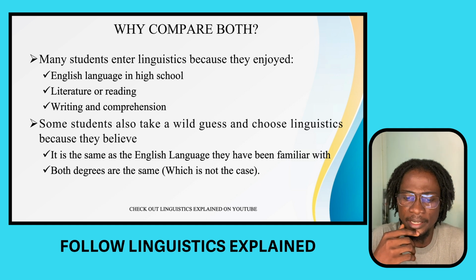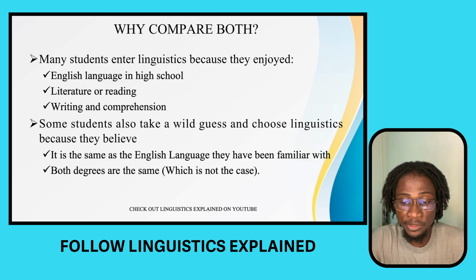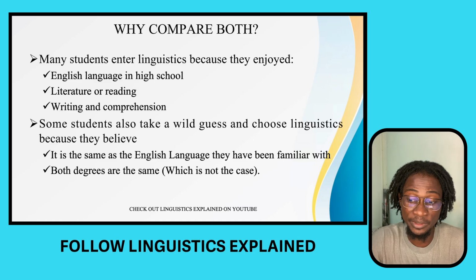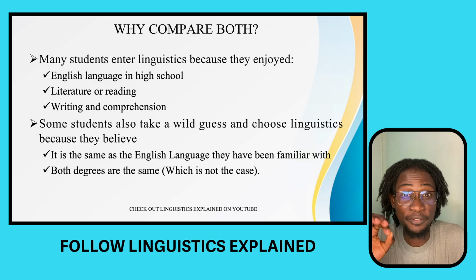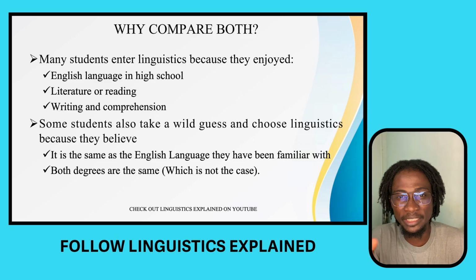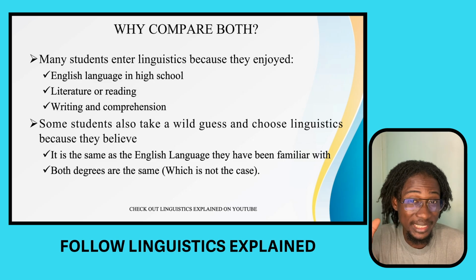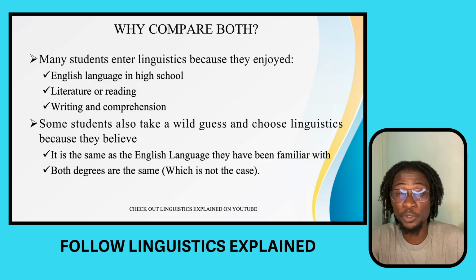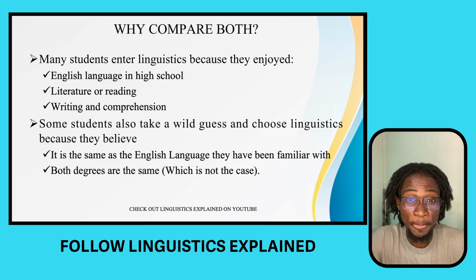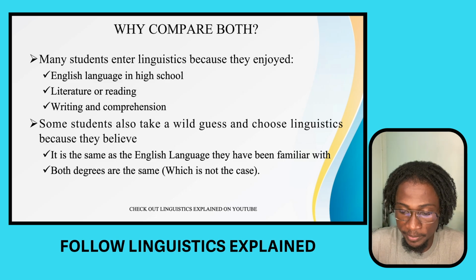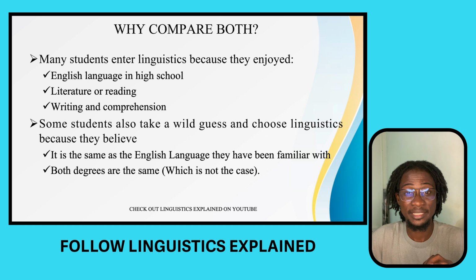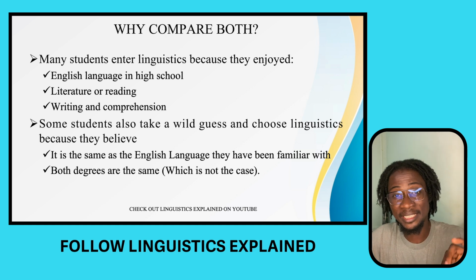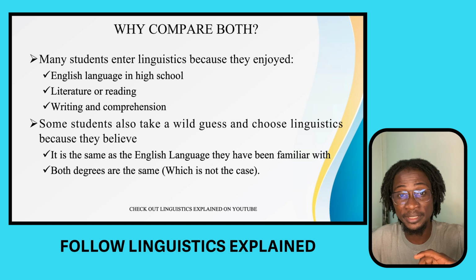But for some reason, some students also take a wild guess and choose linguistics because they believe it is the same as English language, the English language that they've been familiar with over the years. Most importantly, what you should know is the two degrees are different. The degree in English and the degree in linguistics are totally different. And the opportunities that exist for both of them are totally different. So you have to make a very guided decision when you are choosing linguistics over English or English over linguistics.